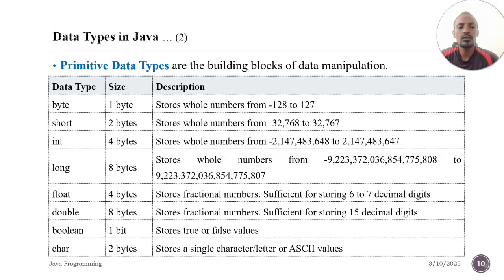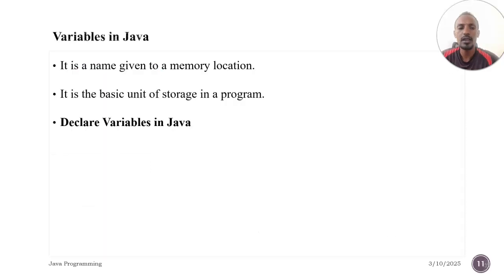The second one is short. It occupies the size of 2 bytes. The storage capacity in memory is described here in the description. Int is going to occupy 4 bytes. Long, 8 bytes. Float, 4 bytes, which is equivalent to int. Double, 8 bytes. Boolean, 1 bit. Character, 2 bytes. So these are the fundamental primitive data types that are used in Java.